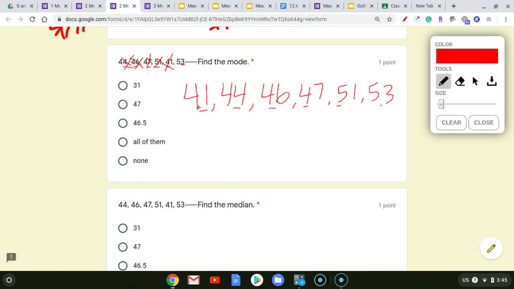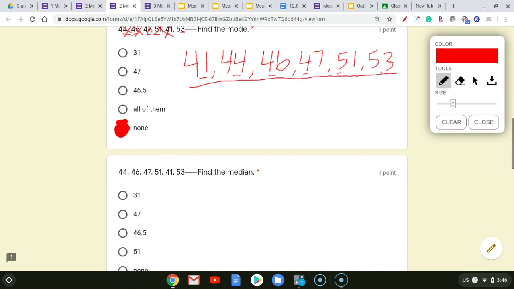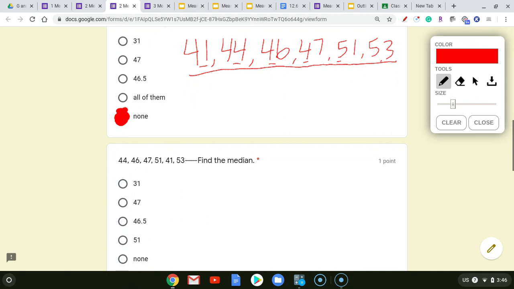Okay, are there any numbers as I'm looking? It looks like there are no duplicates, so I'm going to click none. They do not have a mode, the one that you see the most. So there is no mode. Now let's go down to the median. The median is the middle.